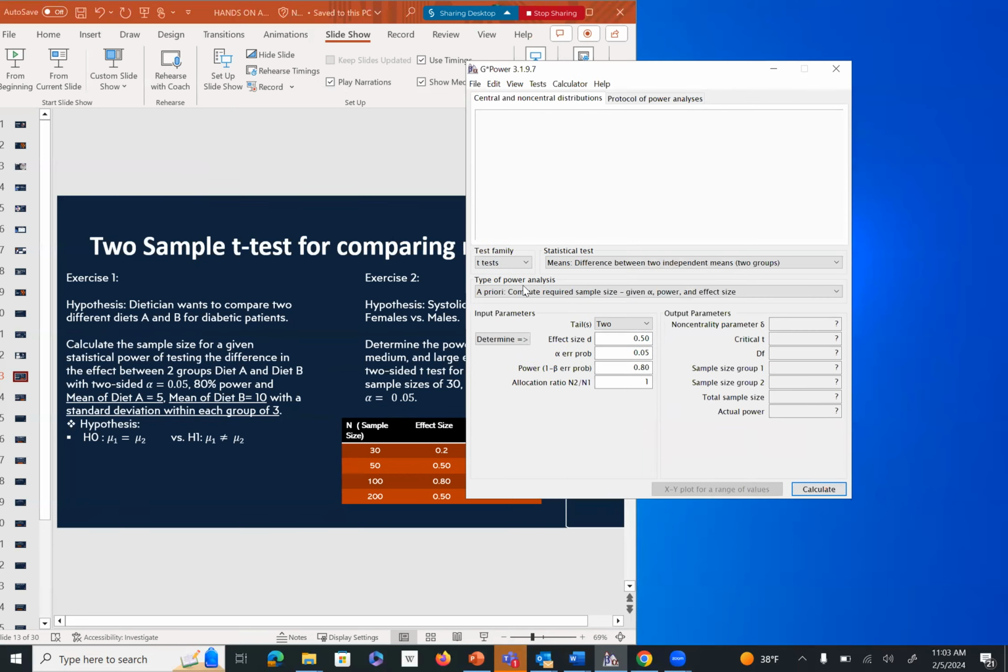The type of power analysis is based off of what is given to us in exercise 1. So for example, exercise 1 is saying, calculate the sample size for a given statistical power of testing the difference in the effect between the two groups, diet A and diet B, with a two-sided alpha of 0.05 and 80% power. And then it gave us the information that the mean of diet A is equal to 5, the mean of diet B is equal to 10, with a standard deviation within each group of 3.